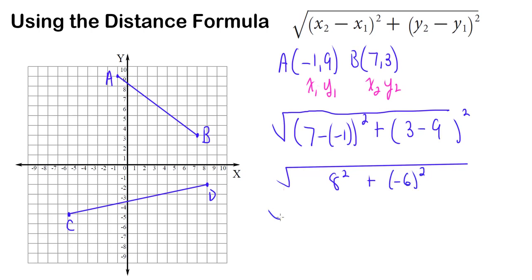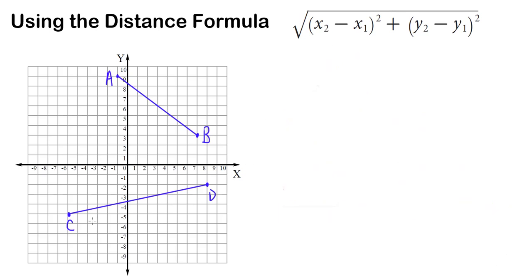And so 8 squared is 64, and -6 squared is 36. And hopefully you can see where this is going. And 64 plus 36 is 100. And the square root of 100 is 10, just like we got when we performed the Pythagorean theorem.